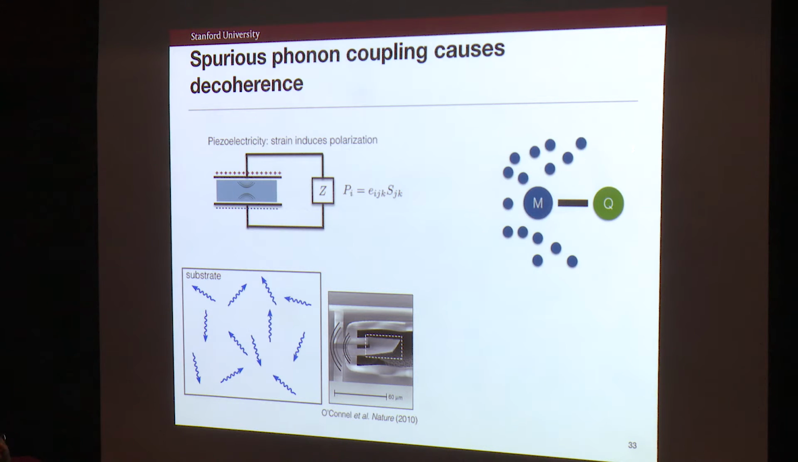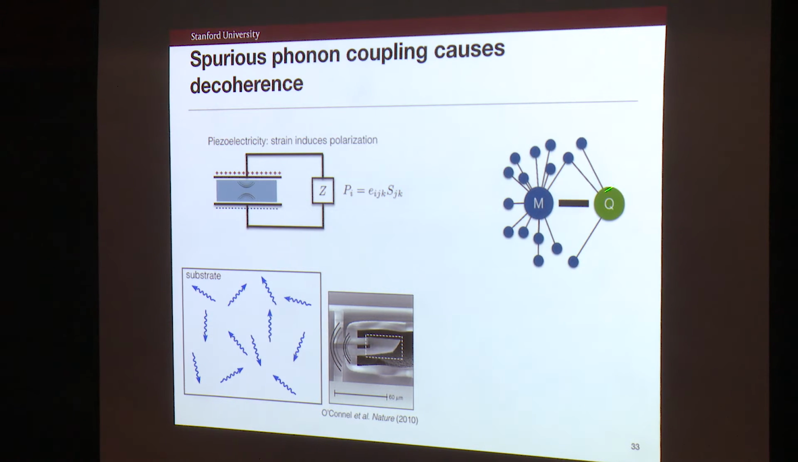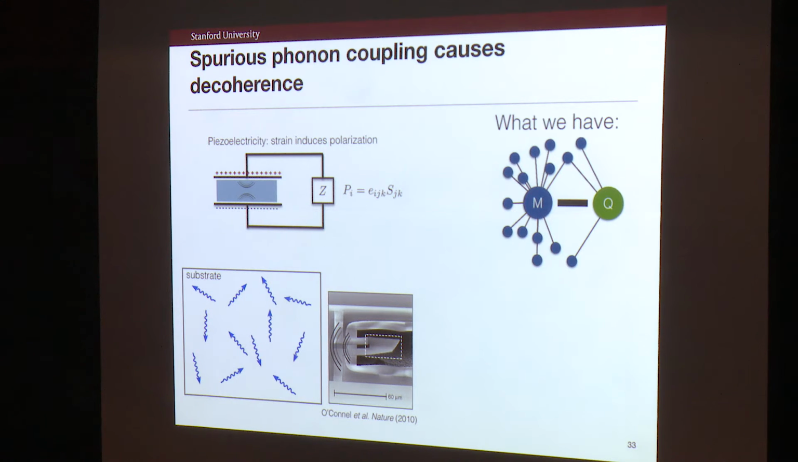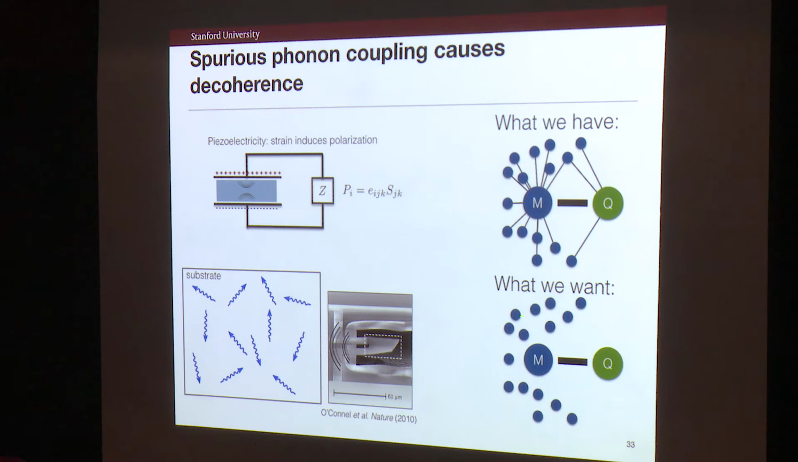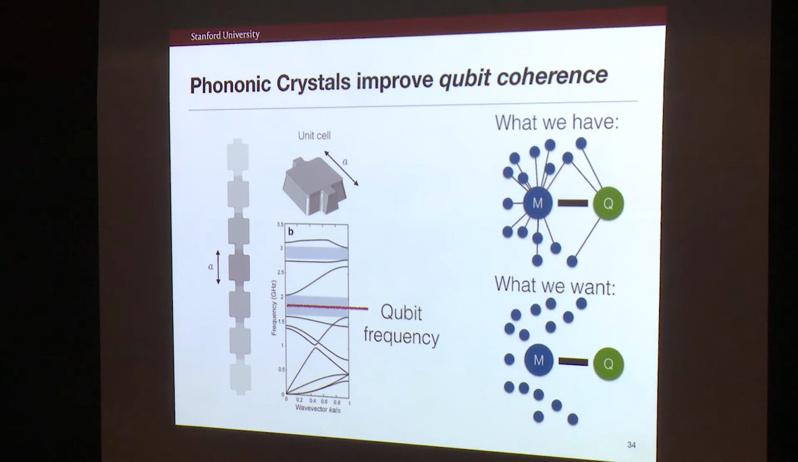What we have is a qubit coupled to mechanics, but we actually have this mechanics coupled to many different modes, in this demonstration by Andrew Cleland's group a few years ago. And then the qubit itself is also coupled to a bunch of spurious modes. So what we want is basically no coupling between the mechanics or the qubit and these spurious modes. You can do this in a phononic crystal, because if your qubit frequency is also in this band gap, there's no modes to couple to. So you eliminate also that channel of decoherence.